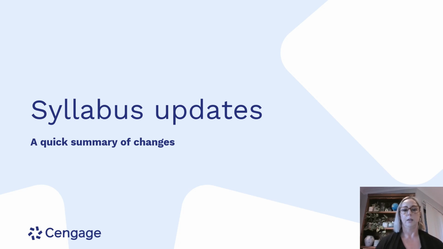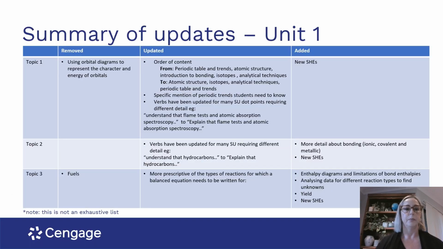Let's have a quick look at the syllabus updates and a quick summary of the changes that QCAA has made. In Topic 1, you can see that they removed some orbital diagrams to represent the character and energy of orbitals, but they've also added some verbs. Instead of saying understand, they've moved that to explain. There's also a little reordering of content in between, and there are some new science as a human endeavour topics that have been added.